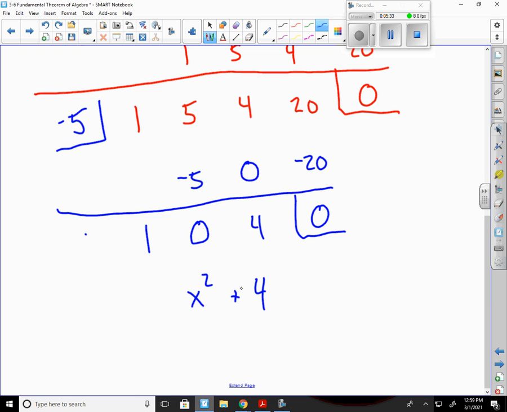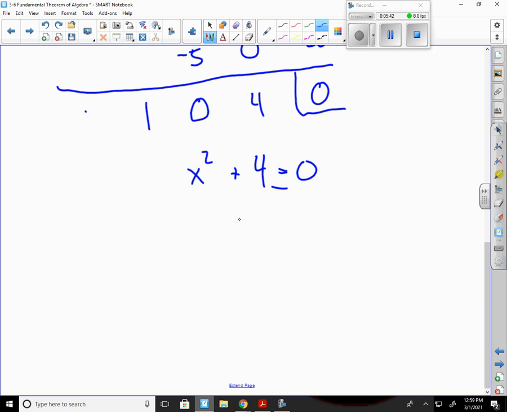And so now I can do my quadratic formula. Because I don't have a middle term here, I could just subtract the 4 over to the other side. It gives me x squared equals negative 4. Take the square root of both sides. You'll notice, by the way, that there is nothing for my 0. It's because it was 0x. 0 times anything becomes 0. So that's why it's just 1x squared plus 4.